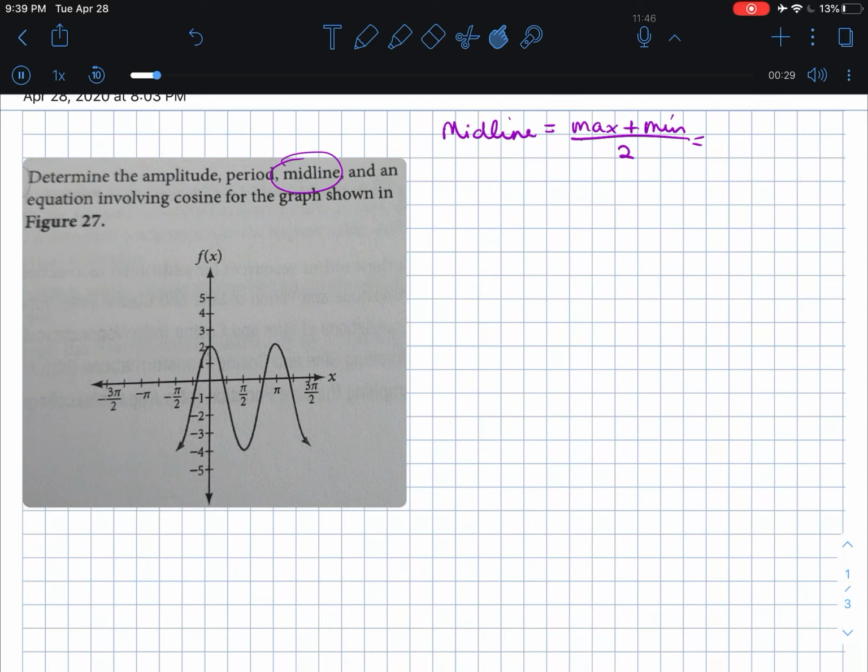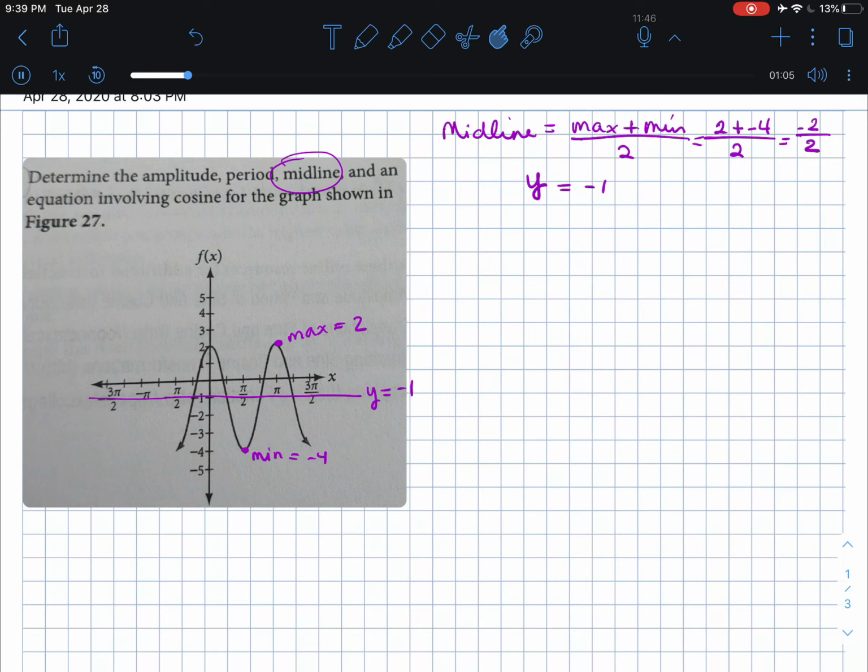So in this case, our maximum is equal to 2, and this is our minimum, equals -4. So that will be 2 plus -4 divided by 2. So that is -2 divided by 2, which is -1. So our midline is at y equals -1. So locating that in the graph, this is our midline.